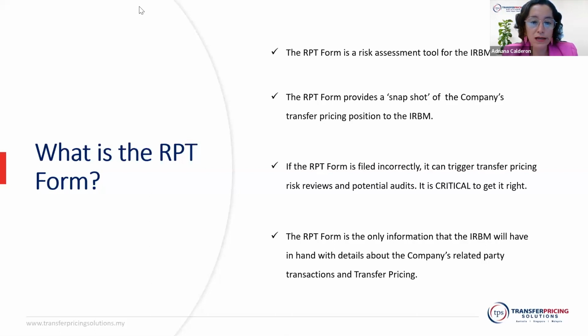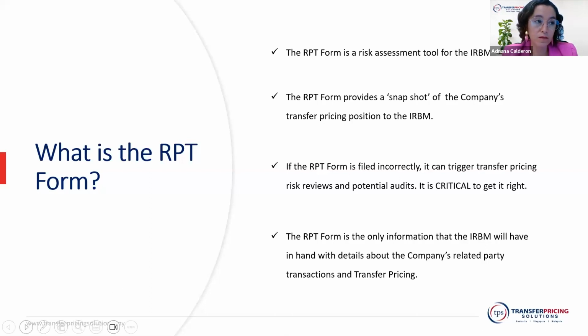And obviously, it needs to be filled correctly, because if it's completed incorrectly, it can trigger transfer pricing reviews and potential audits, because the information that is disclosed is what is used as the basis for the IRB to pick up taxpayers for audit. So that's why we have to keep in mind that it is the only information that the IRB has in hand about the company's controlled transactions.